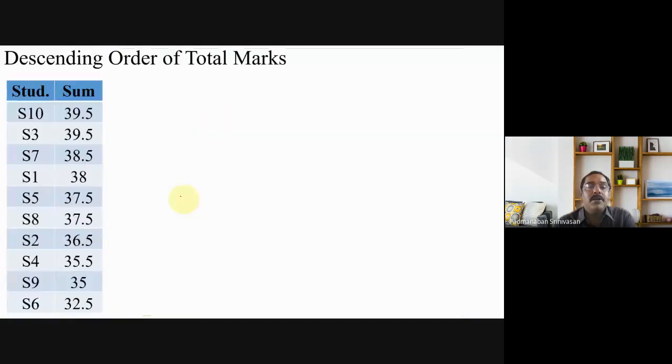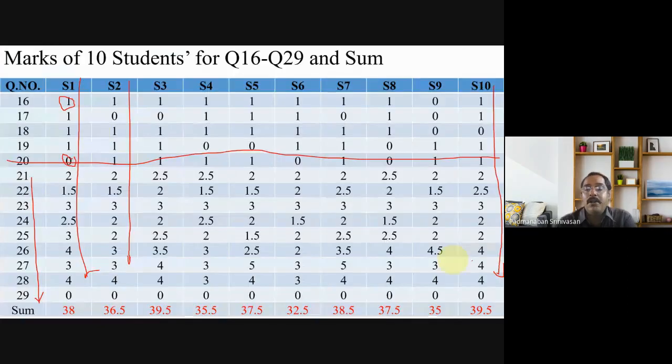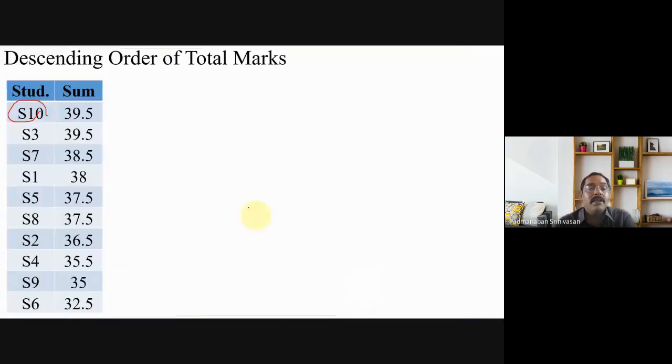Now I'll give another example. Arrange them in descending order. I have arranged 10 students. You can also find the total at the bottom, in the red fonts. These are totals, and that is how it is arranged in descending order.